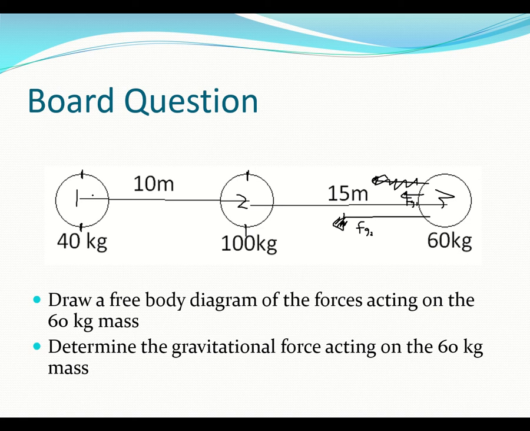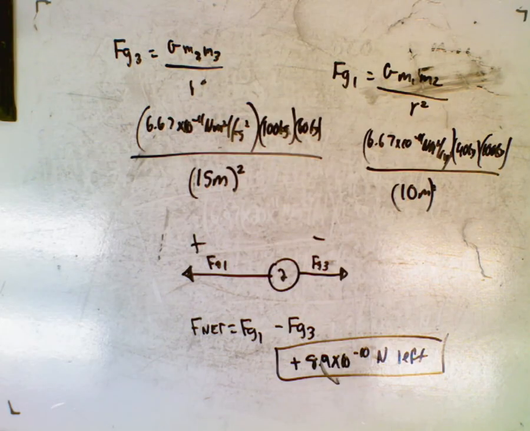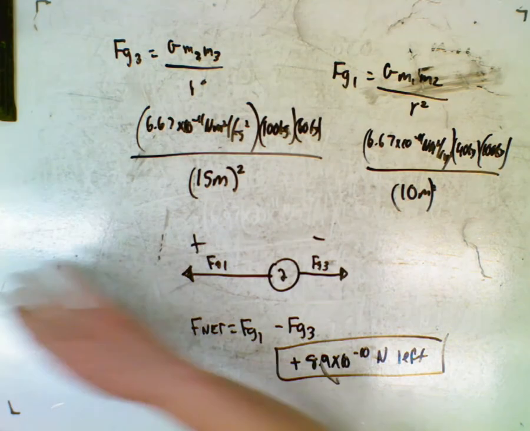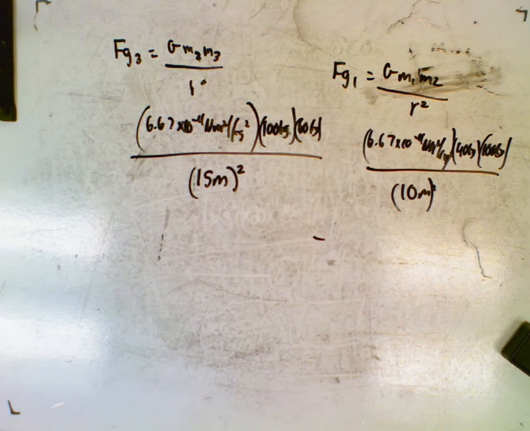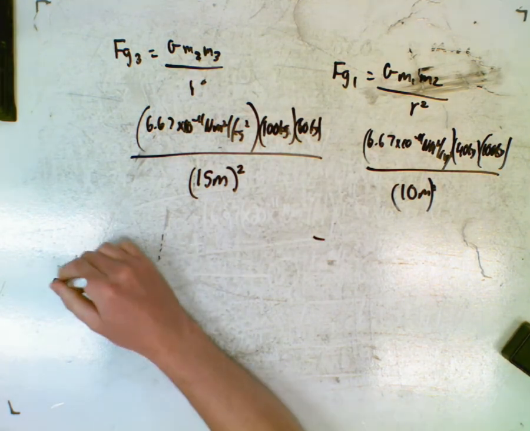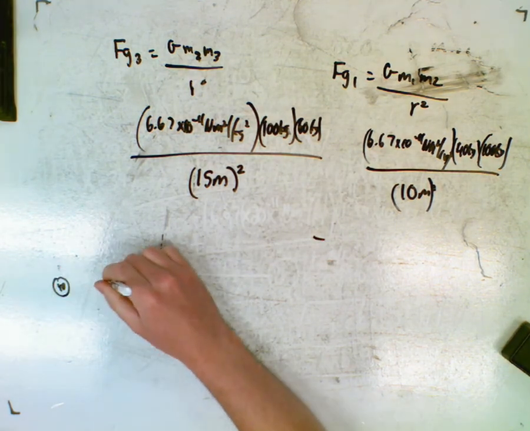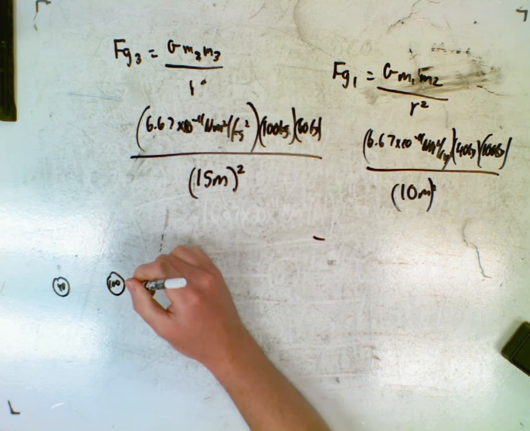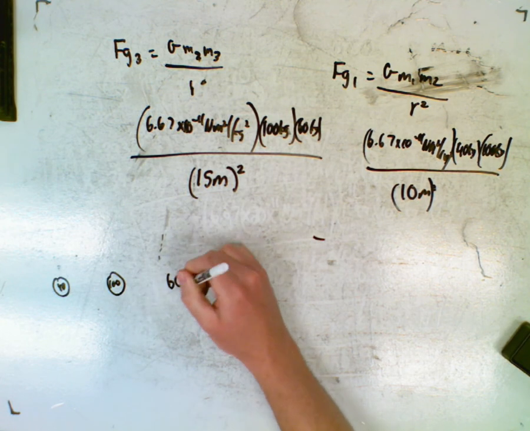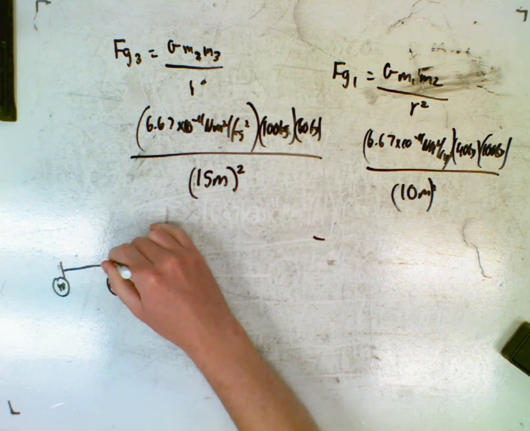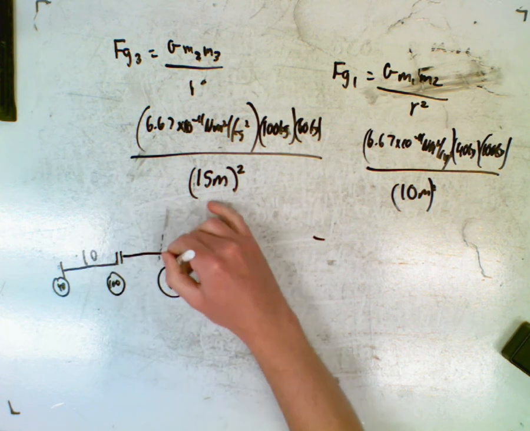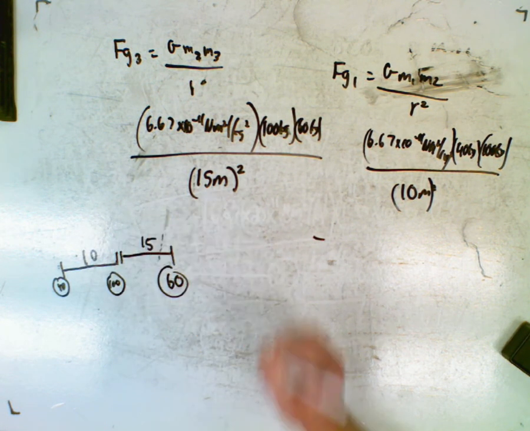So if we want to actually calculate those values, it's the same idea as the last question. It's just different numbers. So let me draw out that picture. So we have 40, we have 100, and we have 60, like that. And then this is 10, and then this is 15 meters.